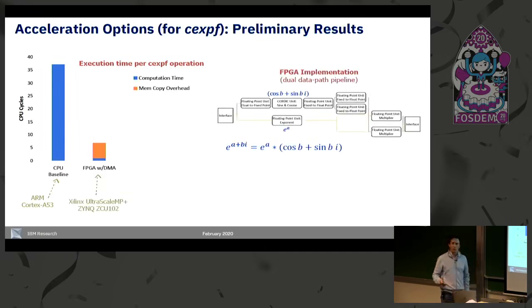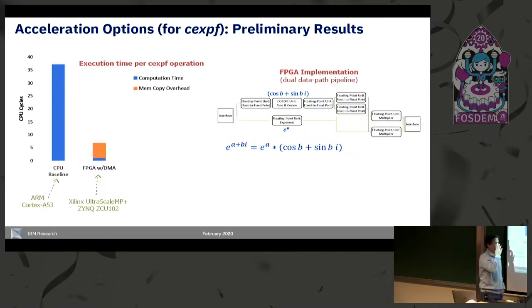We say, okay, let's design our own preliminary acceleration engine for this function. And the way this function works is very simple, actually. The computation of the complex exponent is a computation of an exponent multiplied by these cosine and sine elements there. So we say, okay, let's design a dual path pipeline where one part of the pipeline, the bottom one, will compute this piece. The top one will compute the cosine and sine and add them together. And at the end, we will multiply to generate the final result.